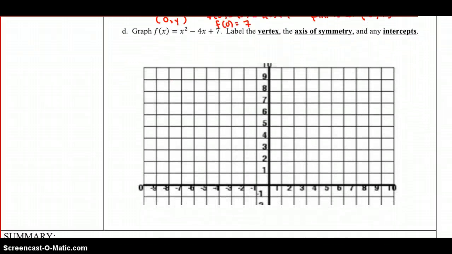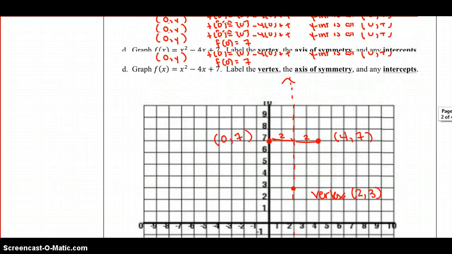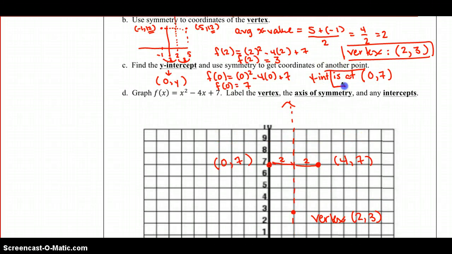On our graph here, our y-intercept is at the point (0, 7). We said our vertex was at the point (2, 3). Here's our vertex at the point (2, 3). So now that puts our axis of symmetry right here with the equation x equal to 2. From our axis of symmetry to here, this is a distance of 2. So directly across, again, another distance of 2, there must be a point here as well, and that point would be at (4, 7).